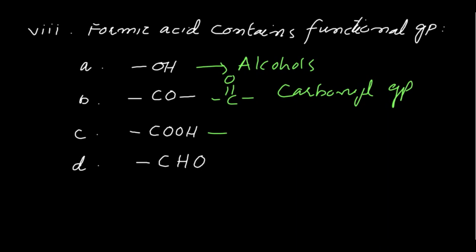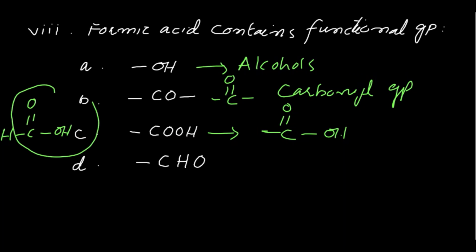The next group which is present is the COOH group. COOH group is known as a carboxylic group. A carboxylic group. Formic acid, carboxylic acid. Right, students? So we can write the structural formula for this group like this. So this is the functional group which is present in formic acid. Dear students, if we write the molecular formula or the structural formula for formic acid, it is HCOOH. We can notice here formic acid contains the carboxylic functional group.